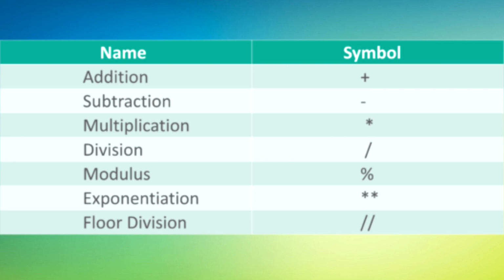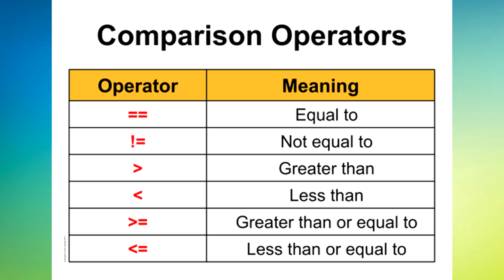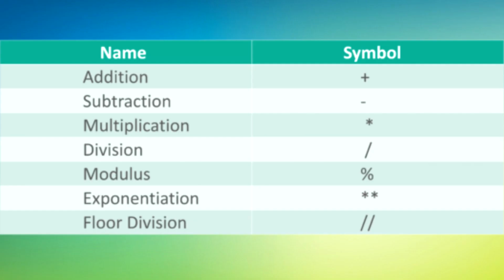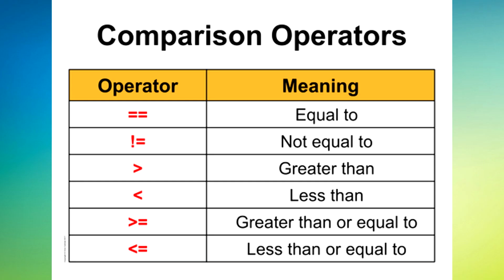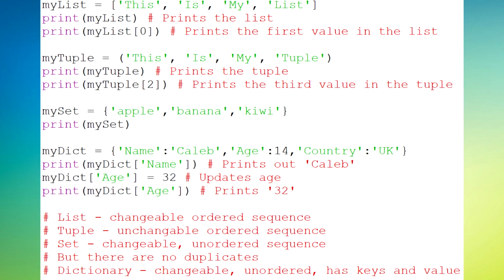We have many operators in Python as well: arithmetic operators, assignment operators, comparison operators, and logical operators, and a few more, but they don't matter right now. Arithmetic operators are used with numbers to do math. Assignments are used to assign values to variables. Comparison operators are used to compare values, and logical operators are used to combine if statements. More on that later. We also have lists, tuples, sets, and dictionaries. They are types of arrays.